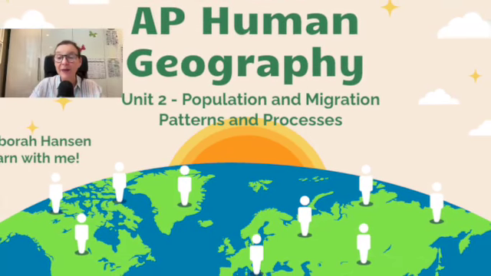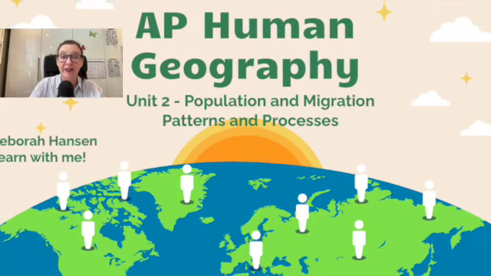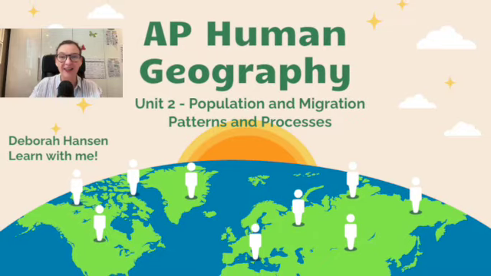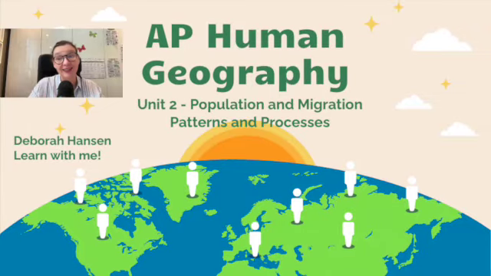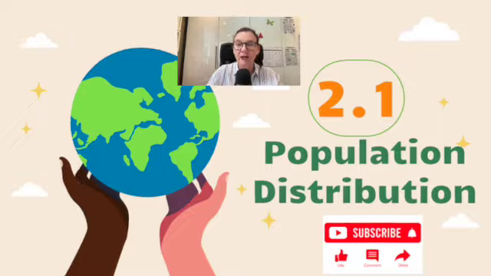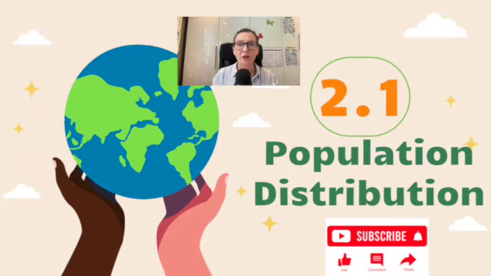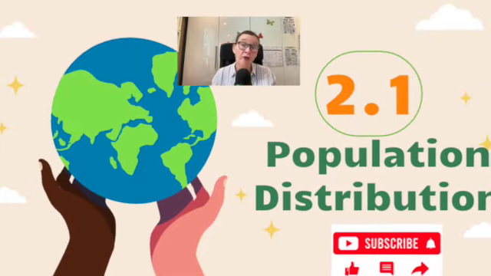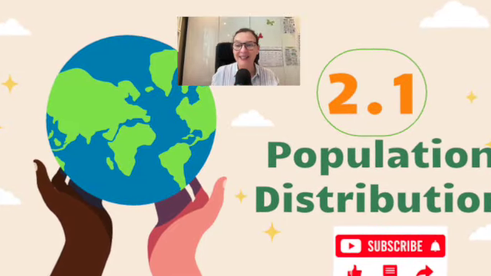I'm Deborah Hanson, and today we're going to be looking at AP Human Geography, Unit 2, Population and Migration Patterns and Processes. We're going to break all that down for you to help you do well on the exam. So we're going to start today by looking at 2.1, Population Distribution. I'm going to talk about the key terms, the CED questions, everything you need to know to be successful on the Unit 2 test or the actual AP exam. Let's break those all down.